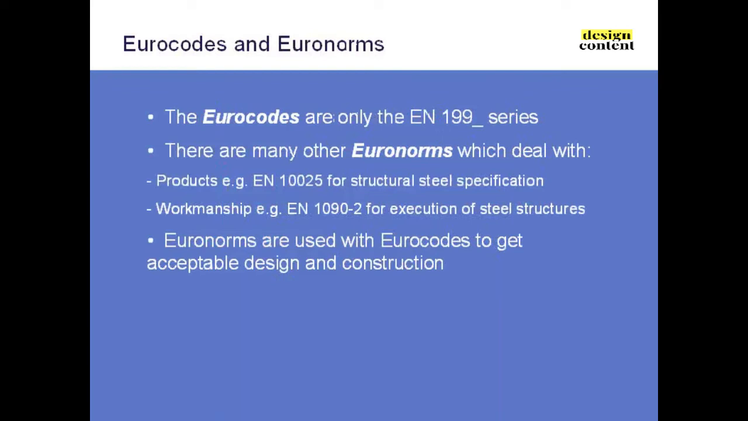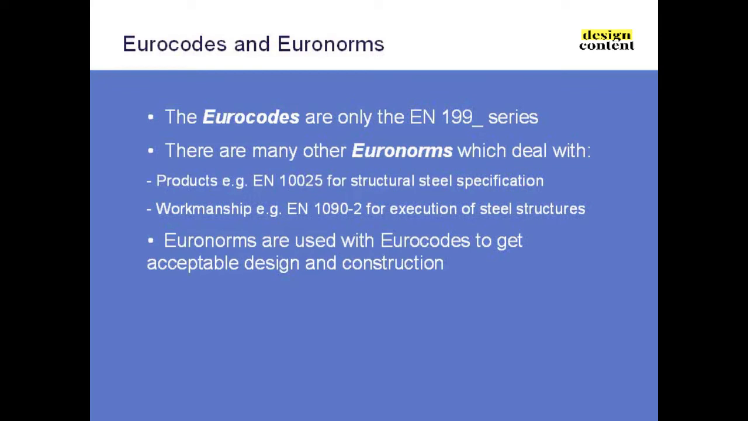One other thing to say about the whole Eurocodes suite is that the Eurocodes, when people talk about Eurocodes strictly, they are only the EN 199x series. But there are a lot of other Euronorms that go with the Eurocodes. And the Euronorms basically split into either product standards, such as the one here, EN 10025, which covers the specification for steel plates.